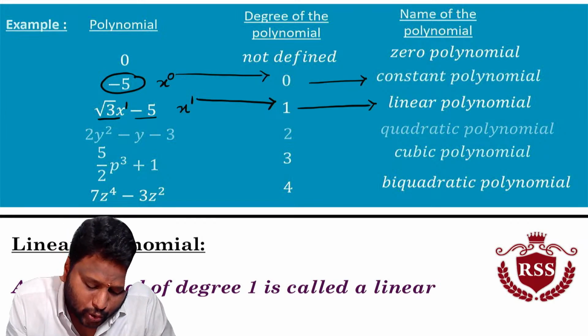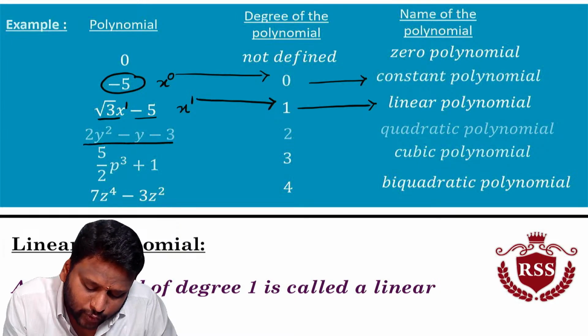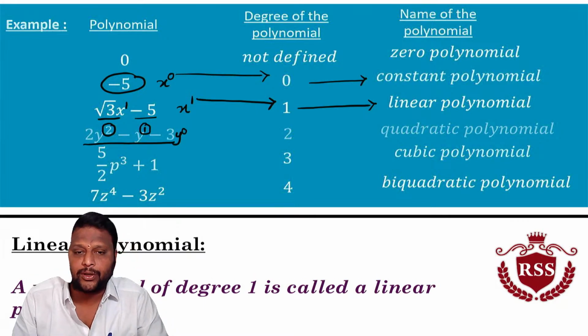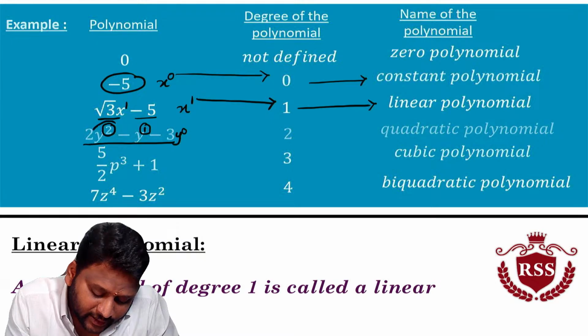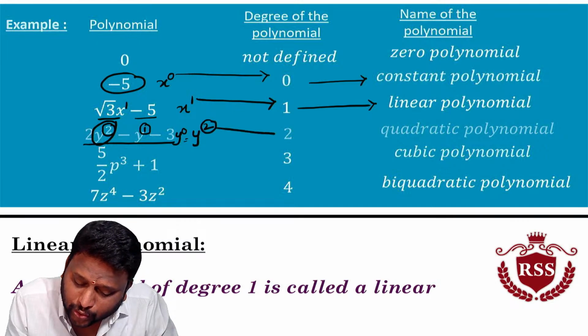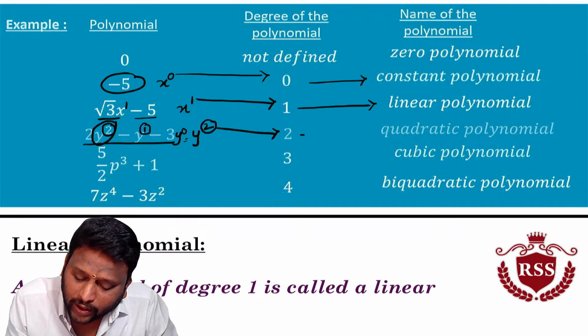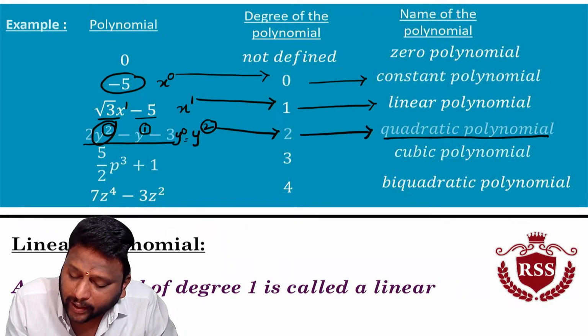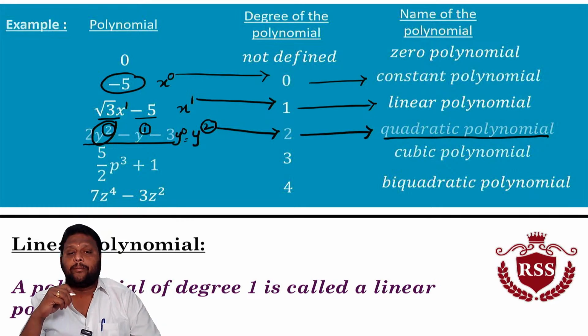This is 2y square minus y minus 3. Here the power is 2. Here the power is 1. Here y power 0, this can be written as y power 0. What is the highest power in this? y square. Square means 2. Degree is 2 means it is a quadratic polynomial.